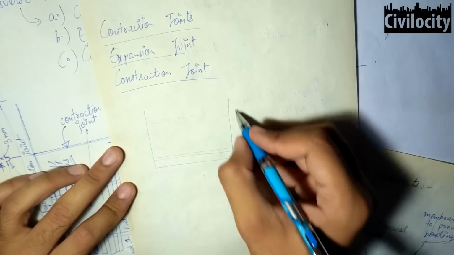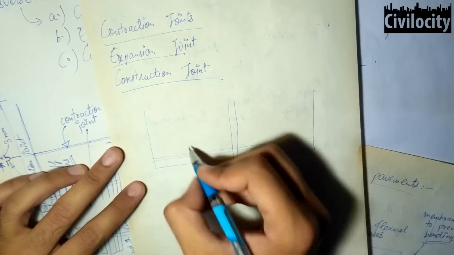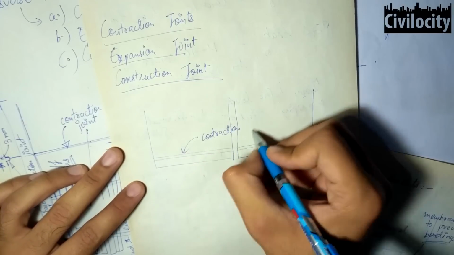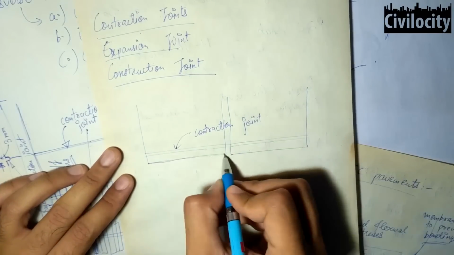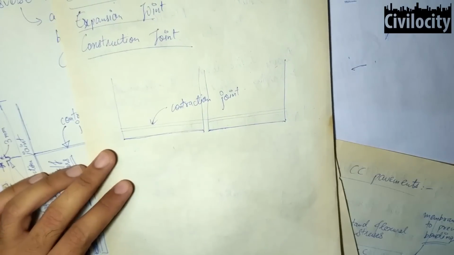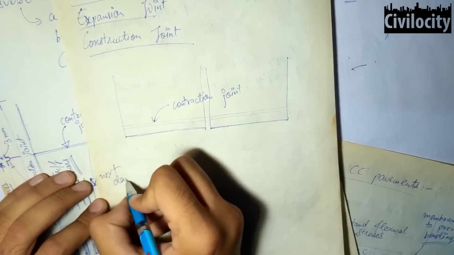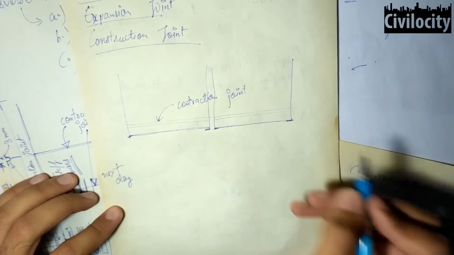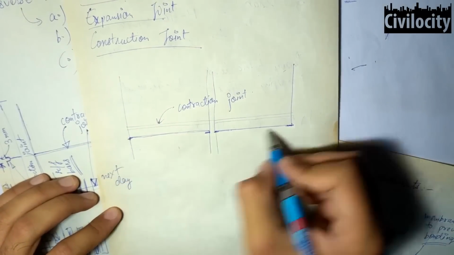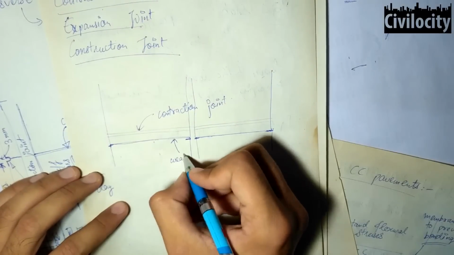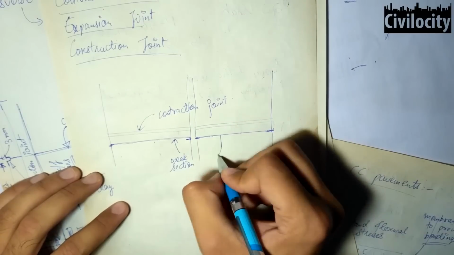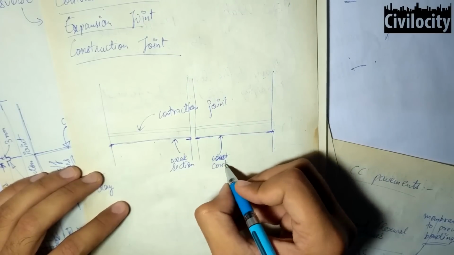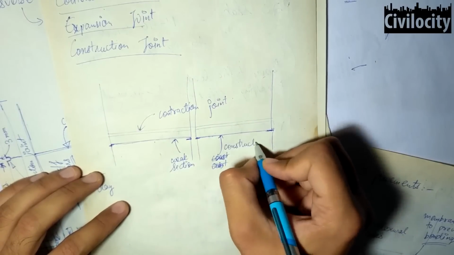We know that at the end of the day, it is not always possible that we leave the construction at the expansion joint or at the contraction joint. There are chances that we leave the construction somewhere in the middle of the slab, somewhere between a contraction joint and an expansion joint. So next day, when we start the construction again, if we start from that point where we left, it would result in a weaker section, and this point is called our construction joint.